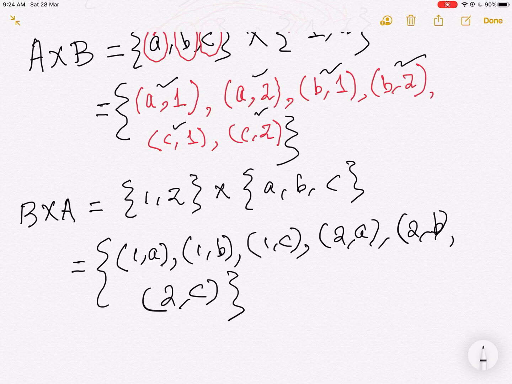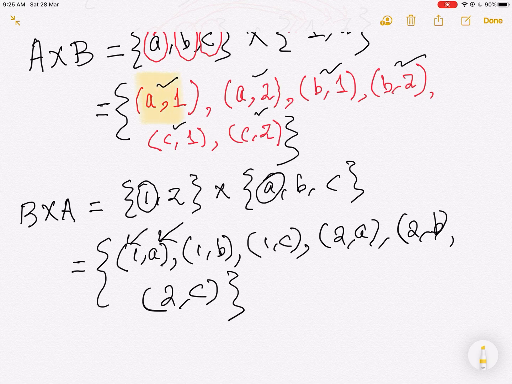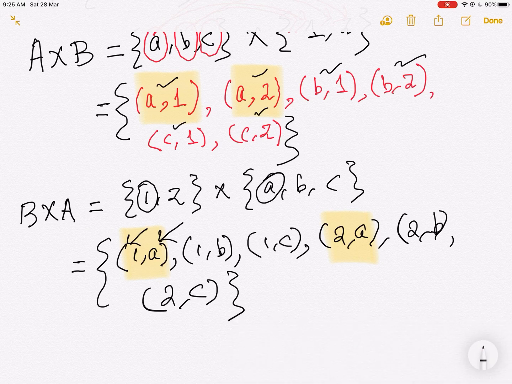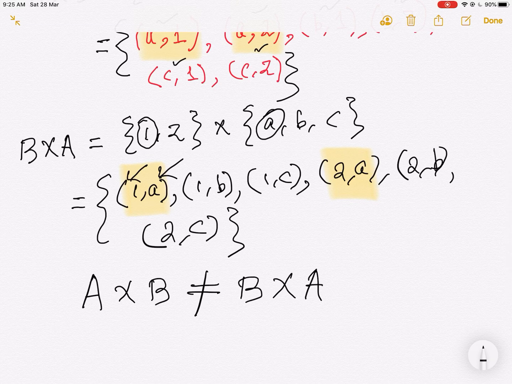Always be careful that the members of the first set should occur at the first place, and the members of the second set must occur at the second place in each ordered pair. So clearly, as you can see, A cross B is not equal to B cross A. These two are usually different from each other because the pair (a, 1) is not the same as the pair (1, a). Similarly, the pair (a, 2) is not the same as the pair (2, a). So in general, the Cartesian product of sets is not a commutative operation. Commutative means if A into B becomes equal to B into A, we call them commutative. In general, we have the Cartesian product of A and B is not equal to the Cartesian product of B and A. So this is the concept of cross product or Cartesian product of two sets.